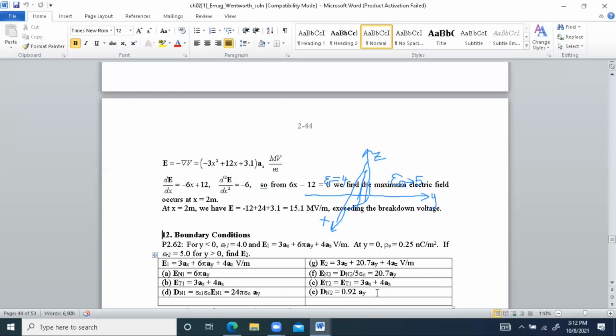And then E normal 2. From D normal 2, we divide by epsilon to find E normal 2. What's that, sir? 5 epsilon naught? Yeah, ER, and that's E naught. ER2 times E naught equals that. So you divide, and you find E normal 2.